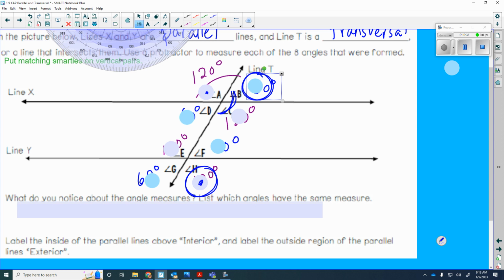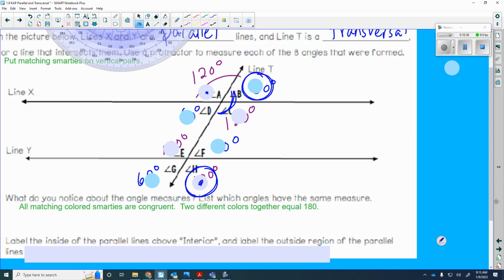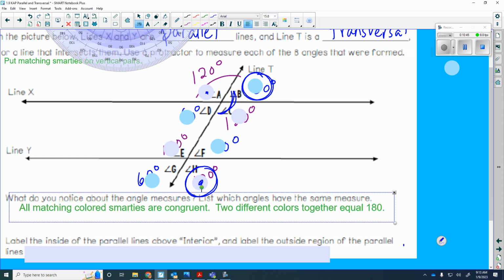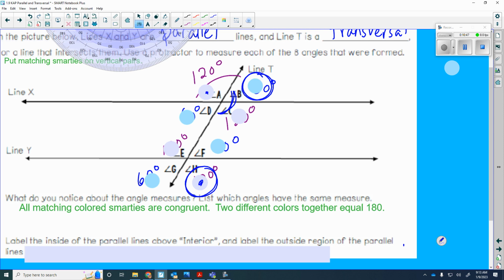Yes. Okay, so the reason why I'm showing you this, first of all, let's write this down. So down here, what do you notice? All matching color Smarties are congruent. Let me make that bigger. And also, two different colors together equal 180. That's what you should have noticed. This is going to be a very useful piece of information.